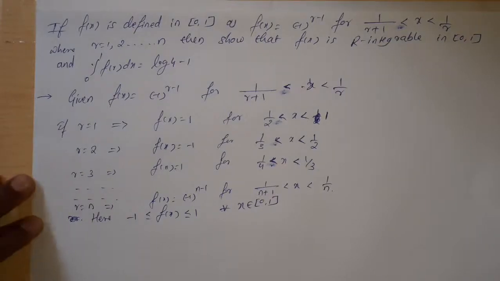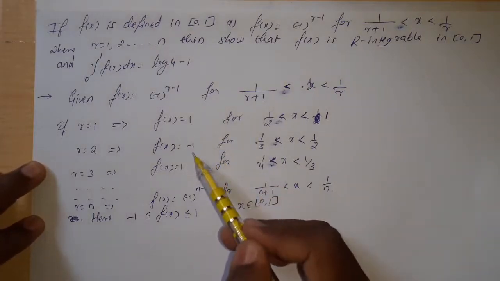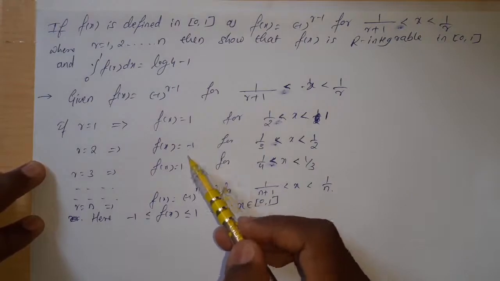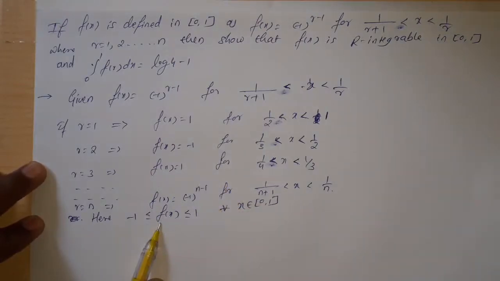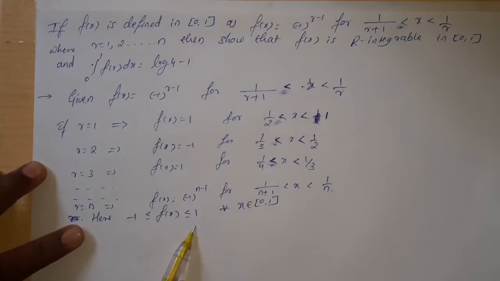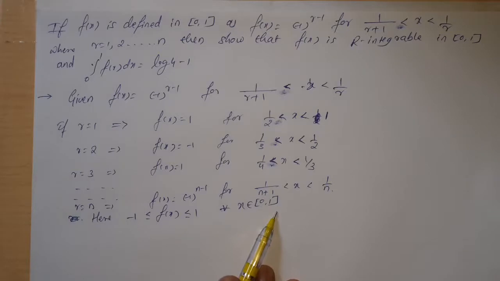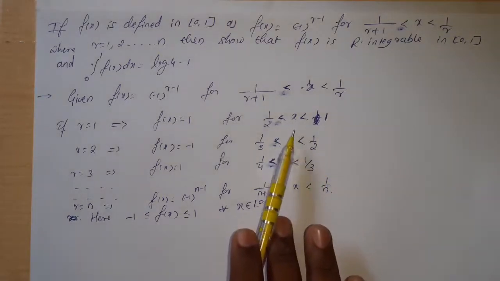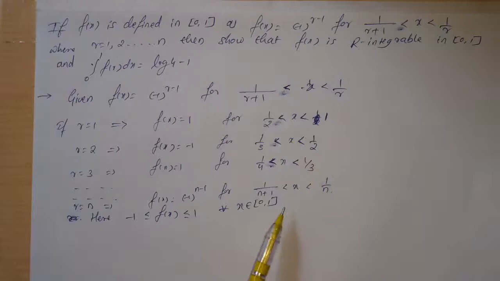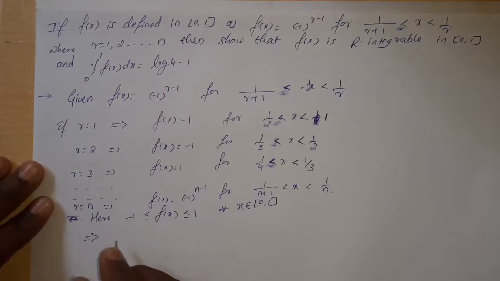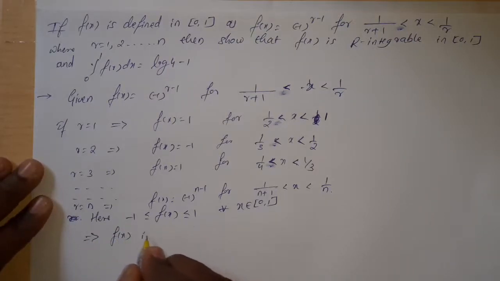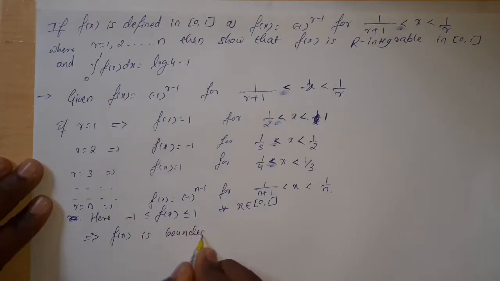Now here we can check the value of f of x. So either it is equal to plus 1 or minus 1, is it right? So therefore the value of f of x lies between minus 1 and plus 1 for all x belonging to the closed interval 0 1. So therefore whatever may be the value of x in the interval 0 to 1, the value of f of x varies in between minus 1 and plus 1. So therefore it implies that f of x is bounded.